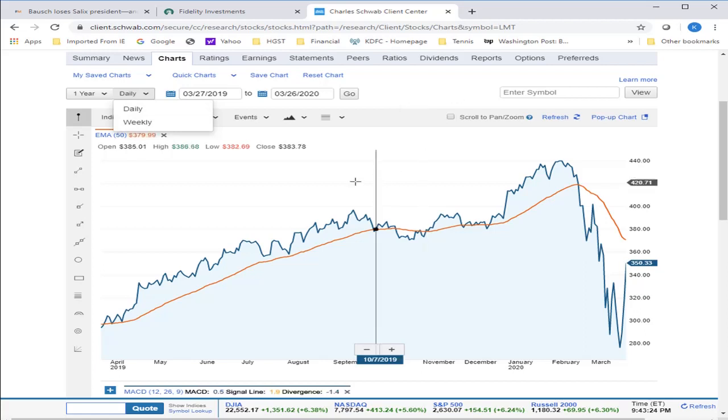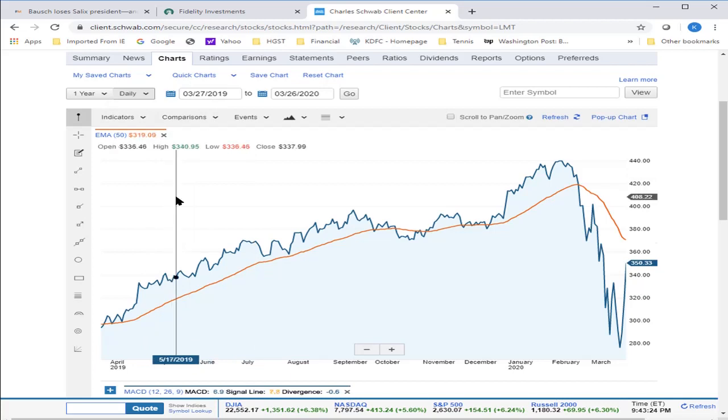On this particular chart, it currently has the stock price of Lockheed Martin for 1 year, from March 27th of last year to March 26th, which is today's date. You can see the excursion it's gone through, and of course the recent down market and its effect on this particular stock. Currently I have one indicator located here. It's called the Exponential Moving Average.